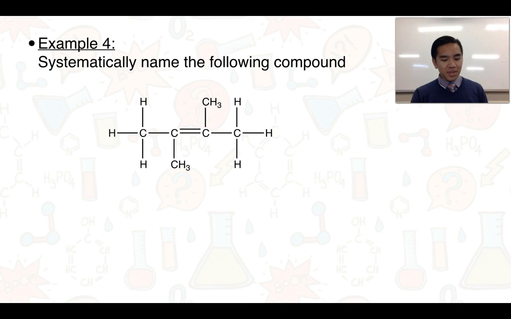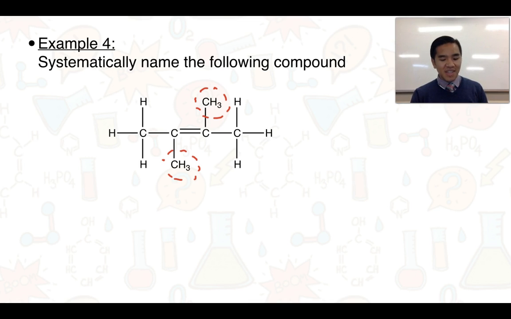Example 4. Again, something quite similar. The longest carbon chain is still 4 in this case, so it's going to be a butene. We've got methyl groups down here and up here as well. 2 methyl groups, so it's going to be called a dimethyl.